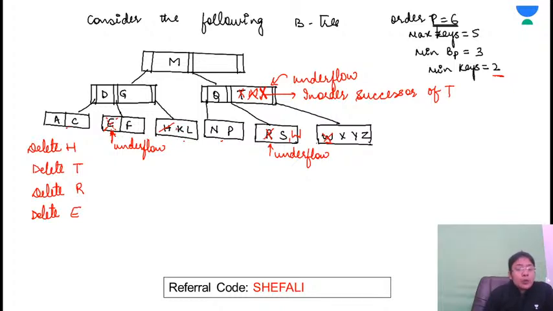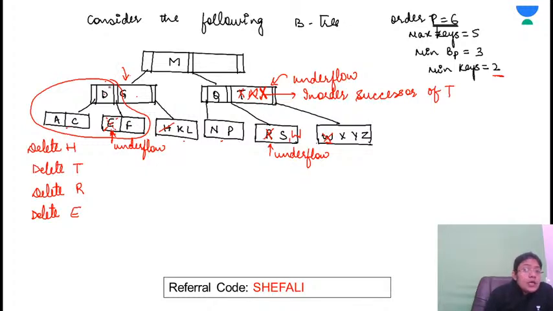Now in this case, what will happen? So go to the parent. What will the parent say? Okay, I'll help you out. So in that case, when both the siblings are not helping, if you take this D down here, then in that case, this node will be having a problem of underflow.